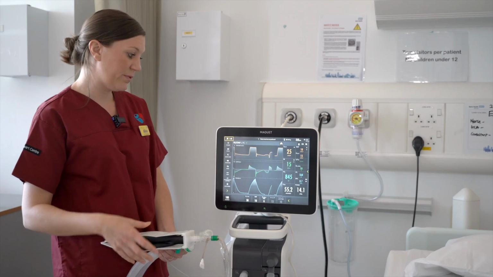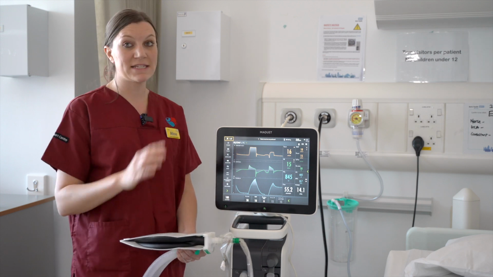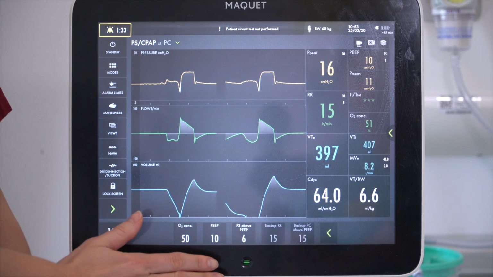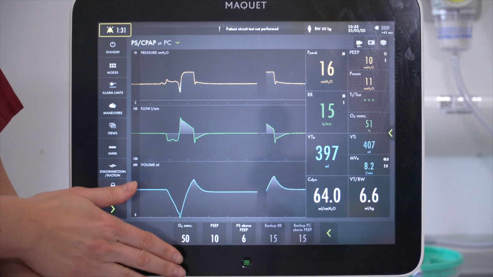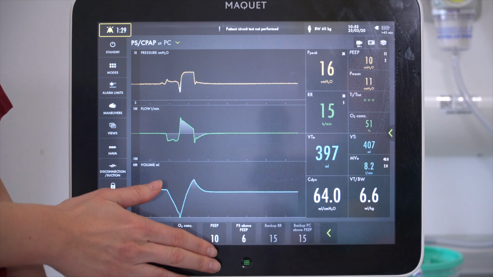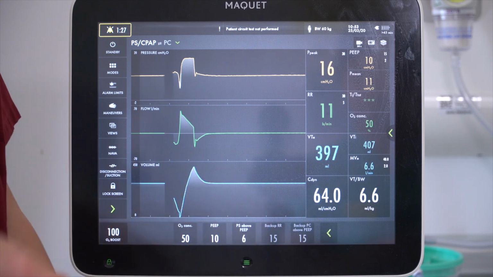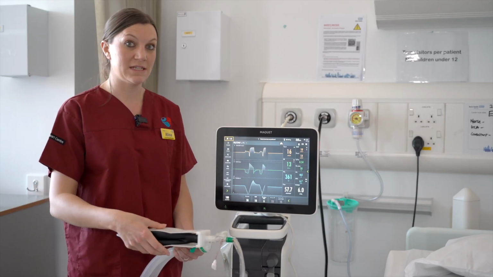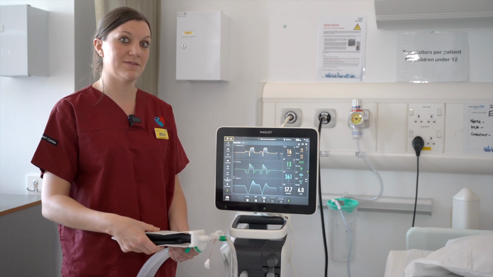In pressure support, the patient, as I have said, triggers the breaths delivered. You still have the same settings across the bottom: your oxygen concentration, your PEEP and your pressure support, which will be set based upon the tidal volume wanting to be achieved on those lung protective strategies.